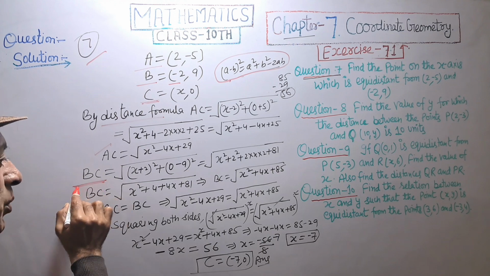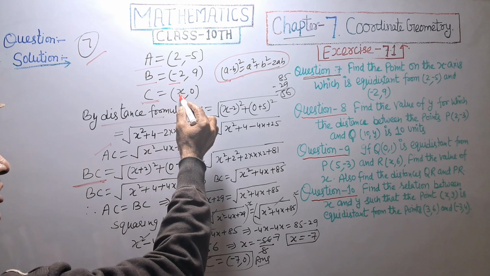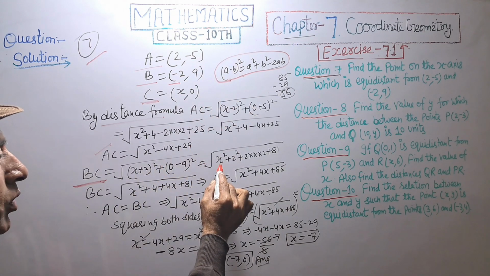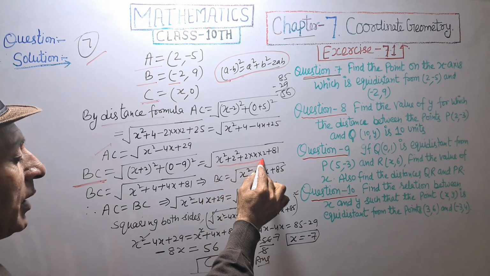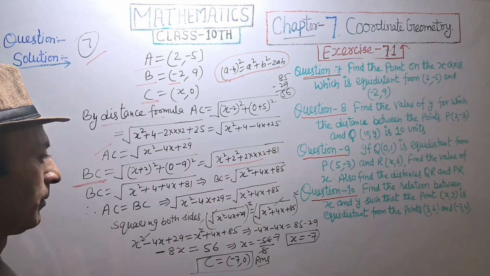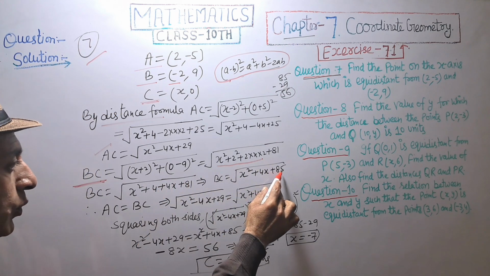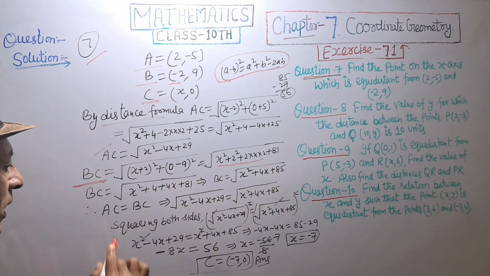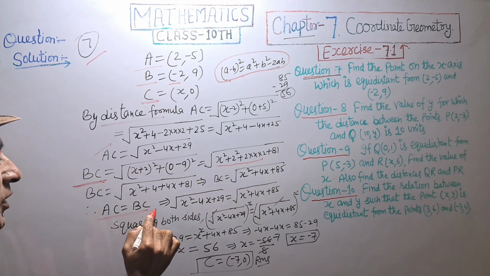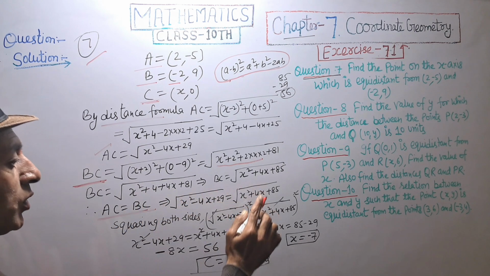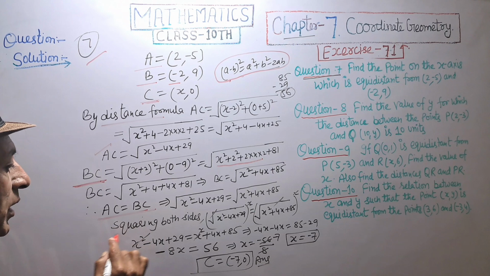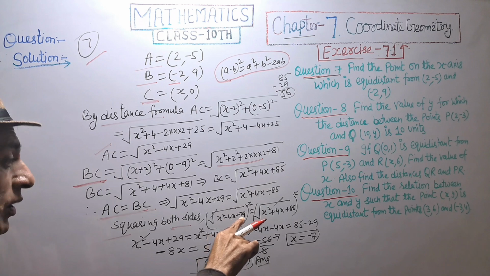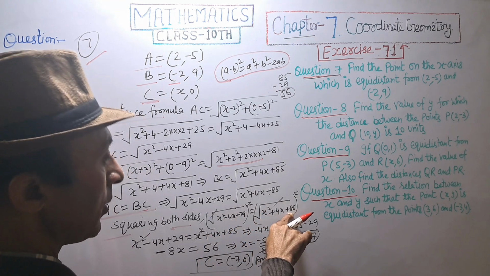And by the distance formula, BC is equal to the square root of (x2 minus x1) squared plus (y2 minus y1) squared. Using (a plus b) whole squared equal to a squared plus b squared plus 2ab, plus 9 squared, 81. X squared plus 4x as it is, but 81 plus 4 is equal to 85. So AC is equal to BC. We find the value of x. Squaring both sides, root and square are cancelled, and x squared minus 4x plus 29 is equal to x squared plus 4x plus 85.